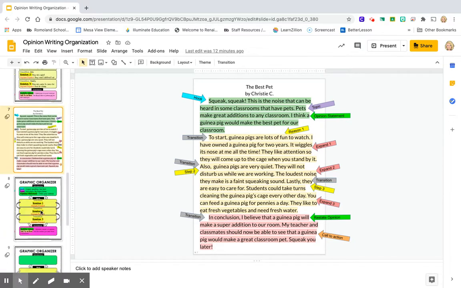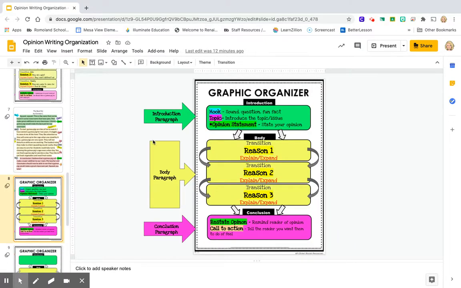So what I want you to do is take one last look here. Look at this graphic organizer really closely. In your introduction, you start with a hook, you introduce your topic, and you give your opinion statement. In the body, you're going to use transition words and phrases to give each reason 1, 2, and 3, and make sure that you expand and explain and give some examples for each of those reasons. In the concluding paragraph, we're going to restate our opinion, and then make sure that we call to action and tell the reader what we want them to do or feel now that they know what our opinion is.